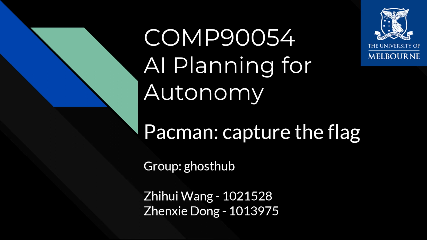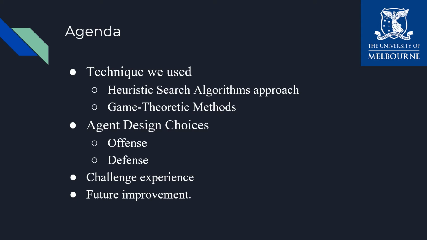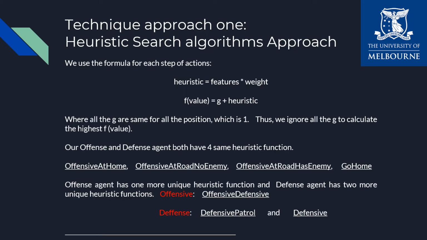In this presentation, I will introduce our Pac-Man project. Before we start, let me show you what we are going to talk about. Firstly, we will briefly introduce the two technologies used in our group, heuristic search algorithm and game theoretic methods. After that, we will describe the performance of offensive and defensive agent in combination with actual demos. At the end, we will summarize the challenges encountered in the entire project and what can be improved in the future.